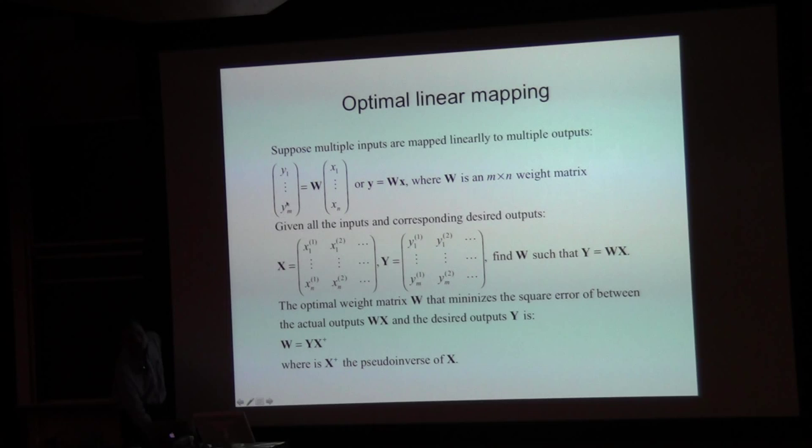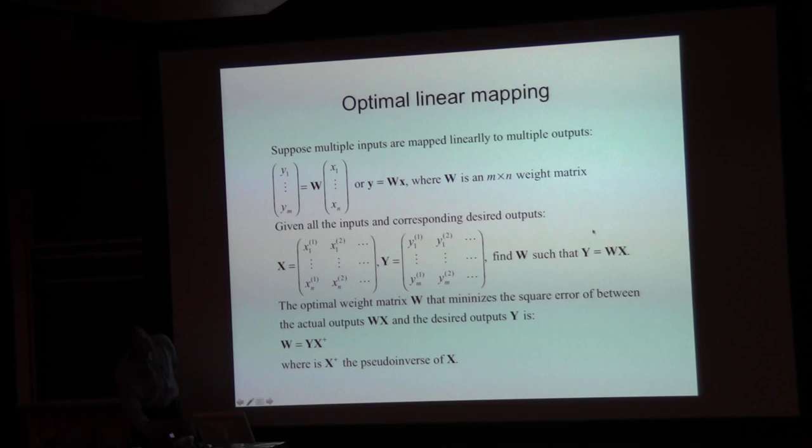Suppose I have a bunch of inputs. The first input, with superscript 1, means the first input pattern. The superscript 2 is the second input pattern, another vector. These are the corresponding first desired output and second desired output. So what you want is the input in matrix form, times the weights, equal to your output. Column by column, it's exactly the same as before. I just write them out together in this form.